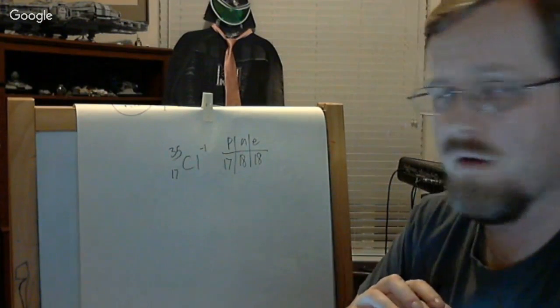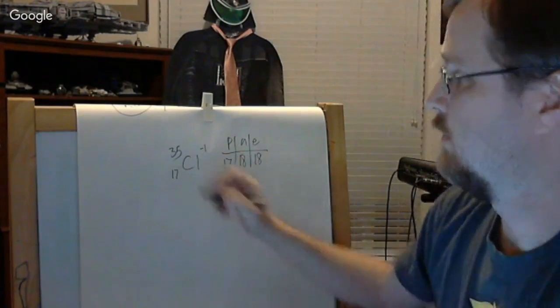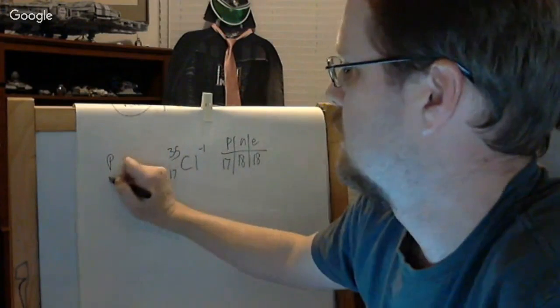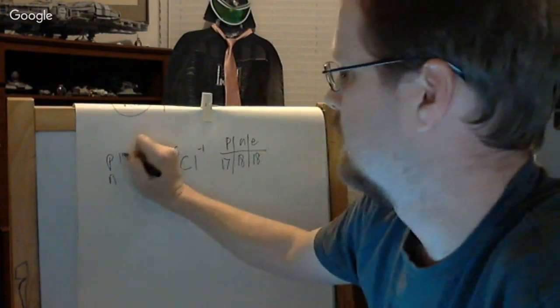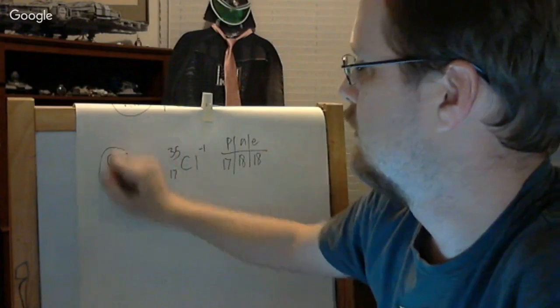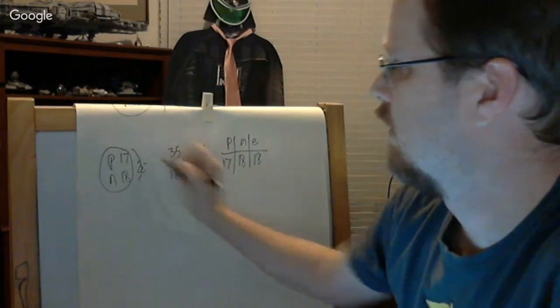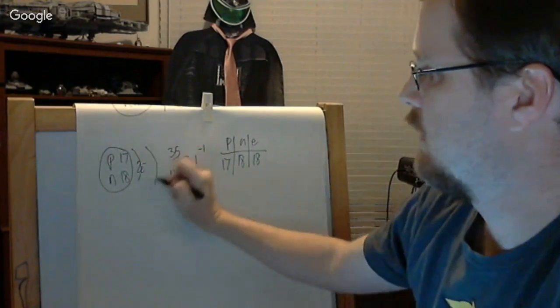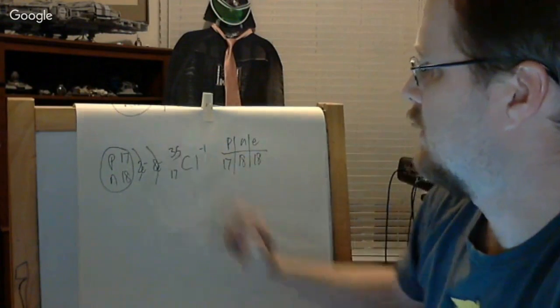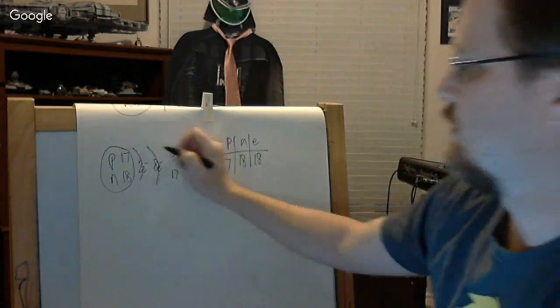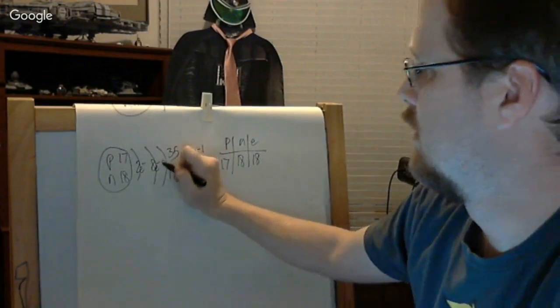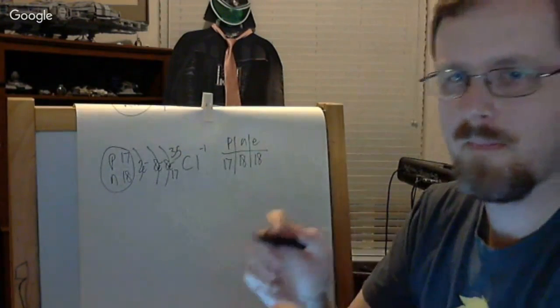Okay, now if we were to draw a Bohr model for this one. Okay, so protons and neutrons. There are 17 protons, 18 neutrons. In the first level, we have 2 electrons. In the second level, here's 8. That's 10 electrons. I'm kind of running out of room here. So we'll have 8 more right there.